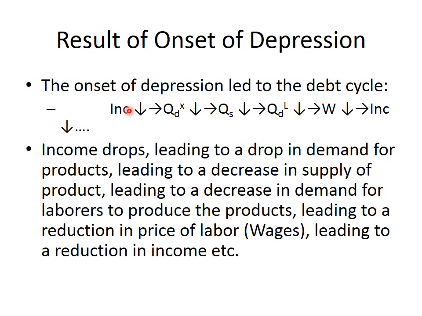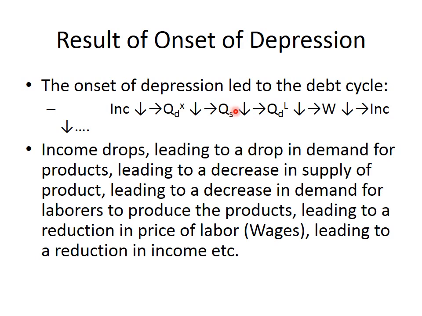Because you have less income, you demand less. Because you're demanding less, producers don't need to supply as much. Because producers don't need to supply as much, they don't need as many people. They don't need as many workers. So the demand for labor drops. Well, because the demand for labor drops, when the demand of something drops and the supply stays the same, wages drop. Because wages drop, income drops. Because income drops, the cycle repeats itself. So people have less money, so they demand less. Because they demand less, producers produce less.